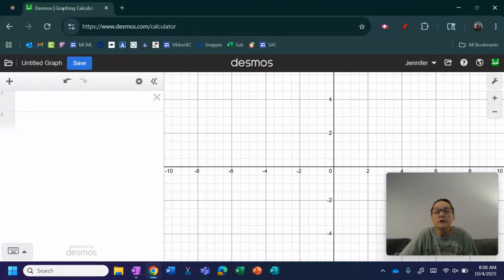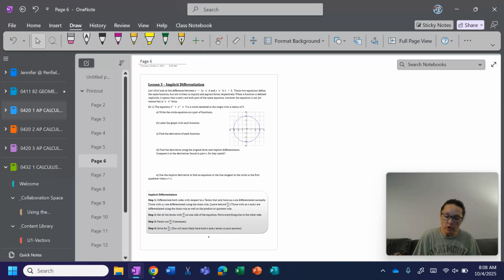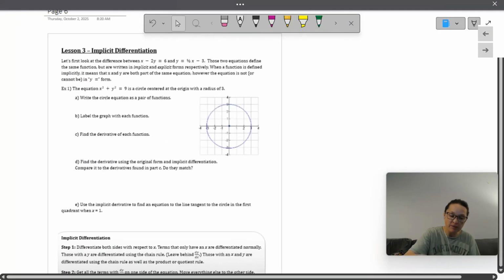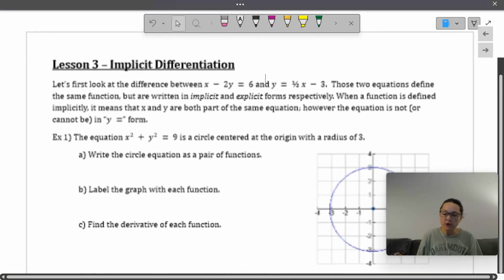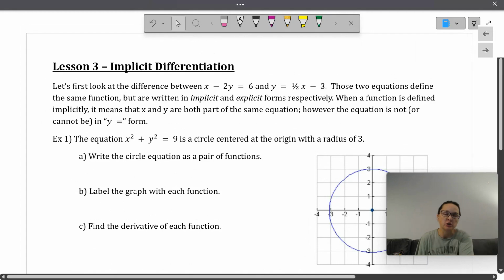Hello there. We're going to talk about implicit differentiation today. So in your notes, I want you to find this implicit differentiation notes day. And we're going to talk about that. So what is implicit differentiation?